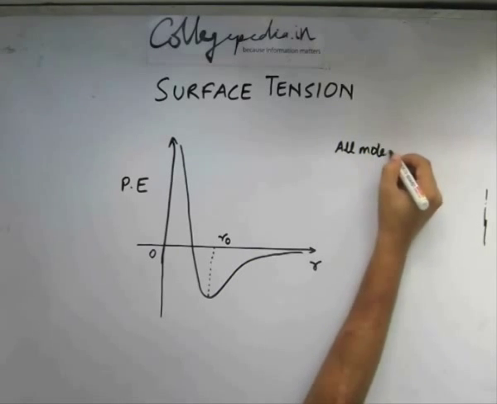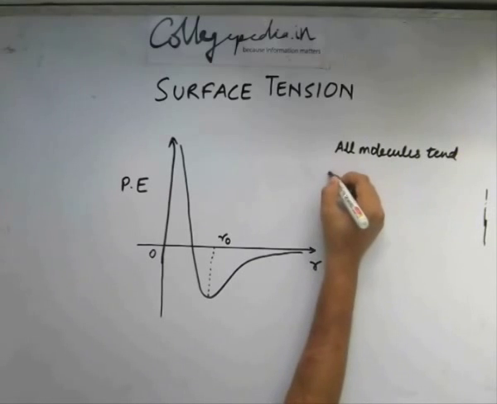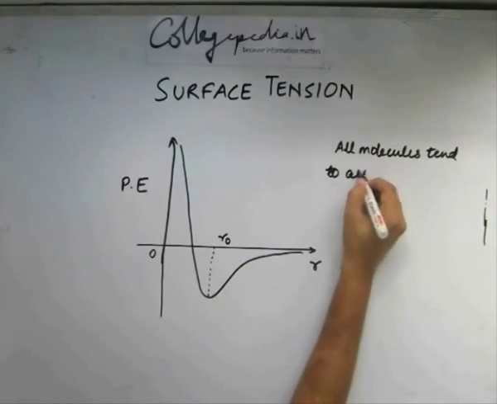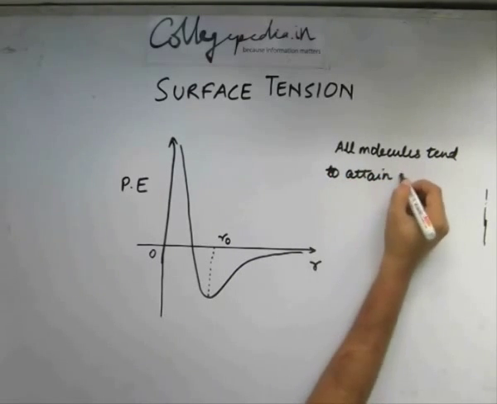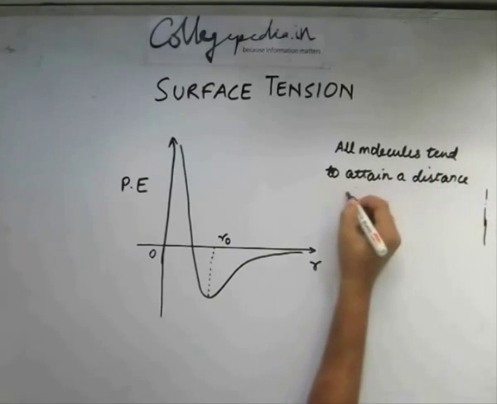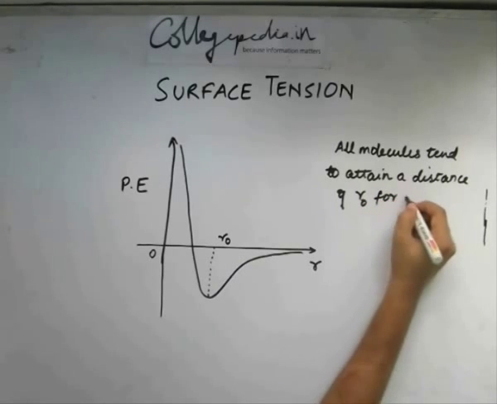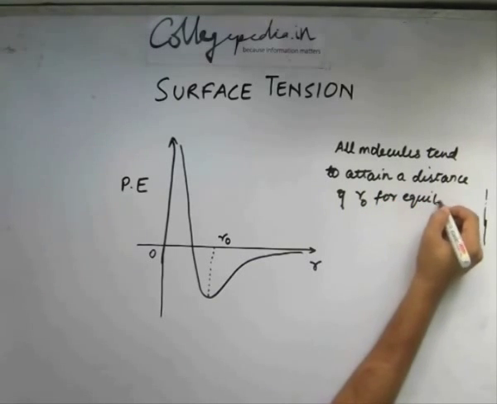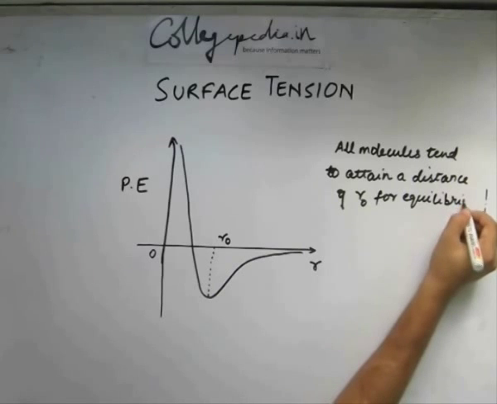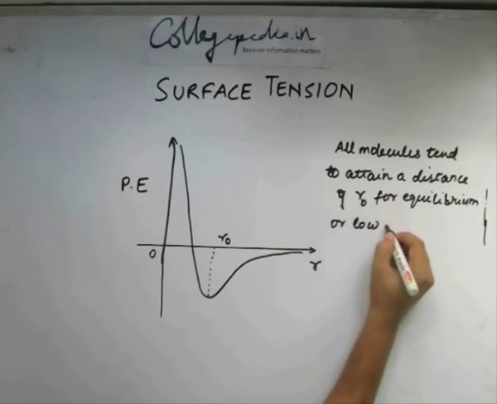All molecules tend to attain a distance of r0 for equilibrium or low energy states.